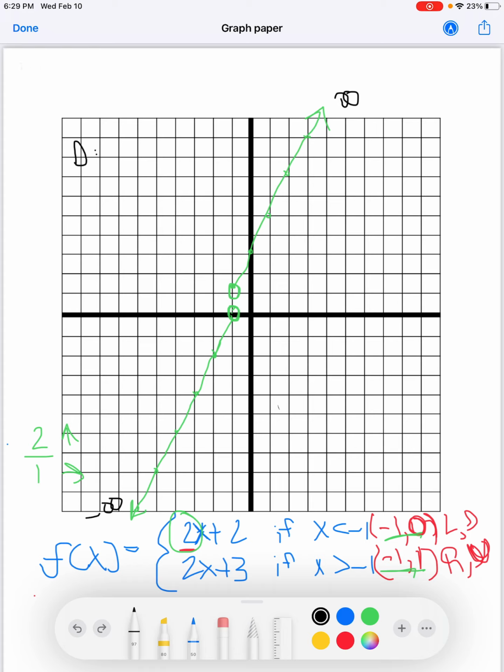But we have to consider, is there any spot that it skips in between the two parts? No, because they have the same x value, -1. So we can say that this goes from negative infinity to positive infinity. And like I said before, when using infinity, we have to do parentheses. Let's look at the range now.